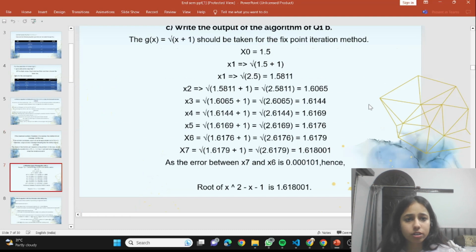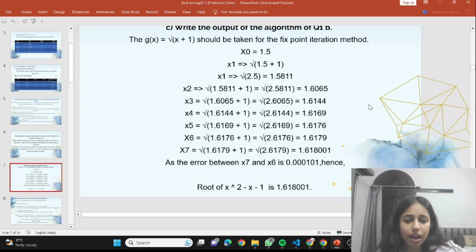Write the output of the algorithm of question 1, part B. The g(x) is equal to root of x plus 1 should be taken for the fixed point iteration method. x0 is equal to 1.5, x1 is equal to root of 1.5 plus 1, x1 is equal to root of 2.5 equal to 1.5811. x2 is equal to root of 1.5811 plus 1 equal to root of 2.5811 equal to 1.6065.